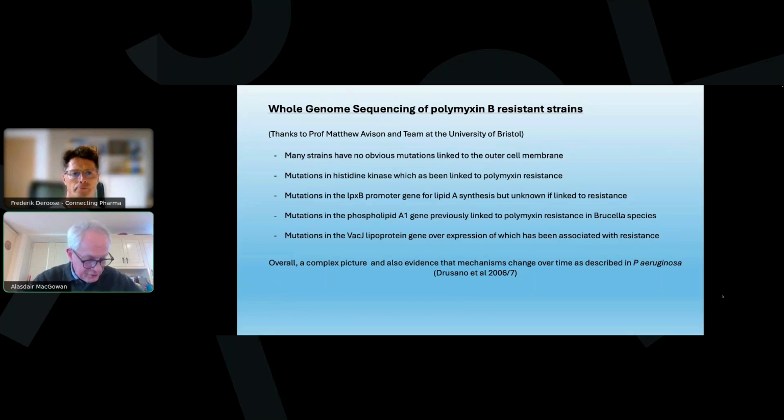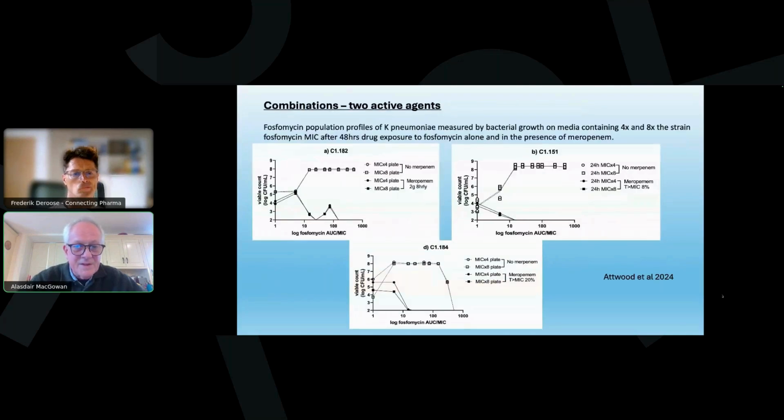If we go on to two active combinations, which is shown in the next slide. This is work with Klebsiella and fosfomycin. And some of you may know that fosfomycin is not particularly active against Klebsiella because of the presence of the FosA gene in most strains, which is upregulated and the strains become resistant. So if you look at fosfomycin AUC MICs without a second agent, you'll see that there is quite a significant growth on MIC4 and MIC8 plates.